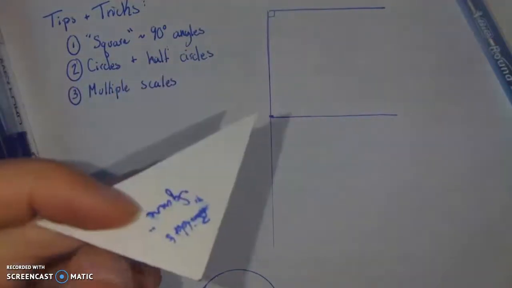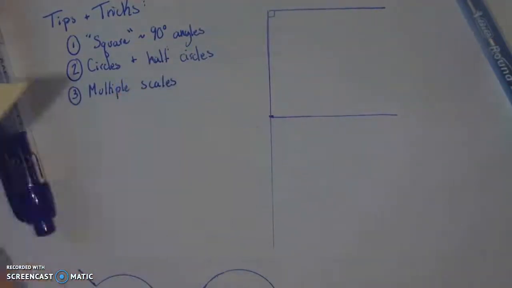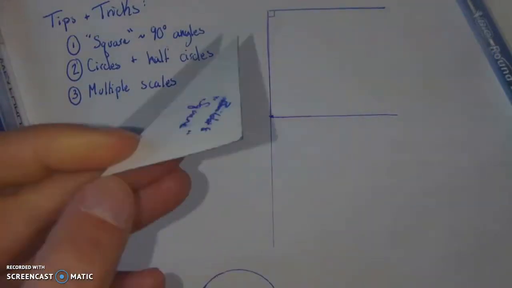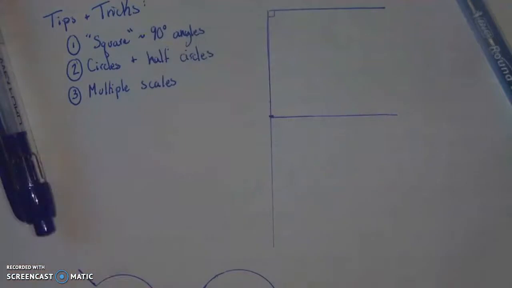So real builder squares, you can look them up. They're pretty sweet and they can be used for a lot of other things. But you can just make an impromptu one for your drawing if you would like.